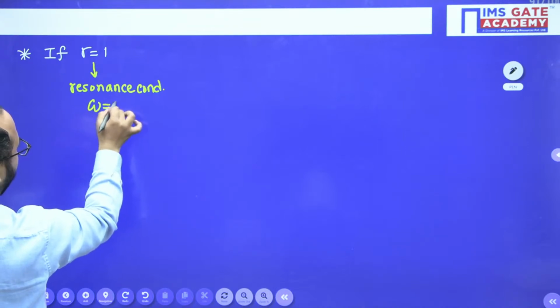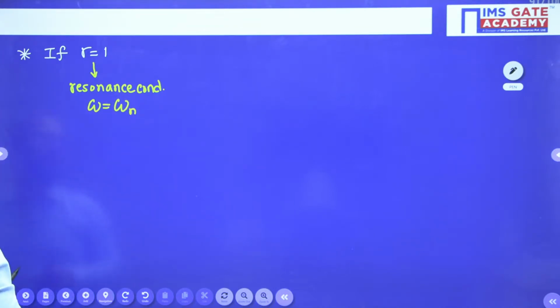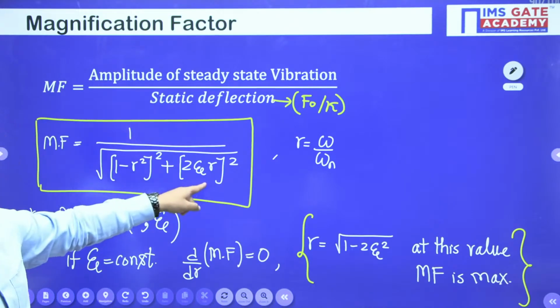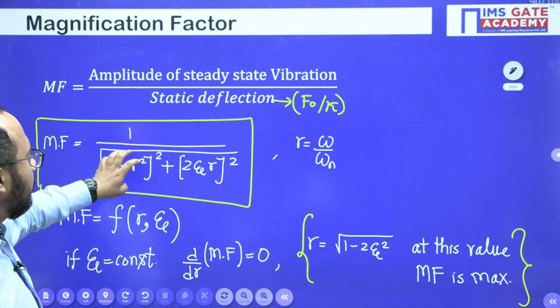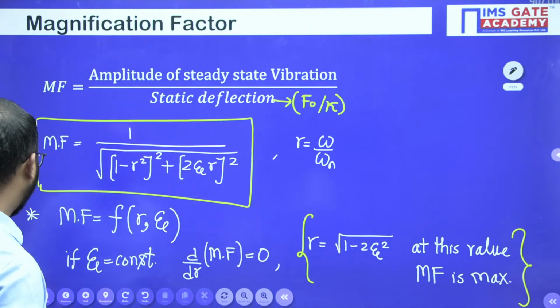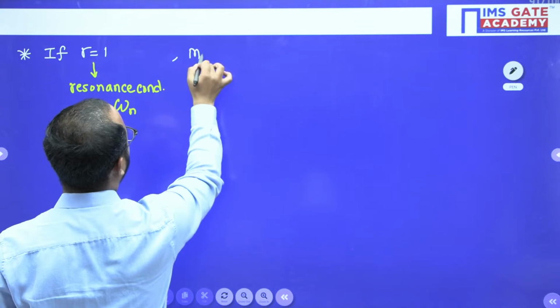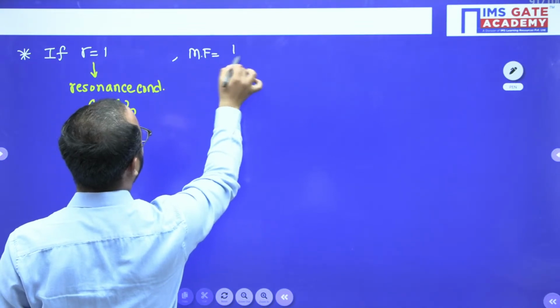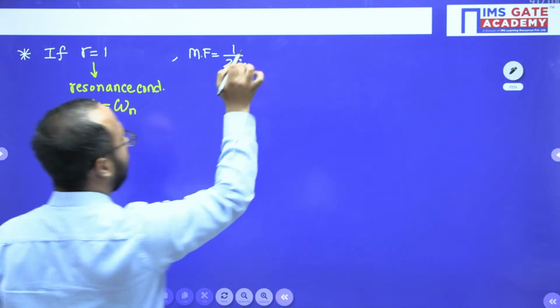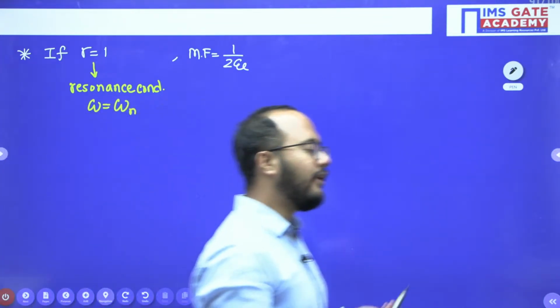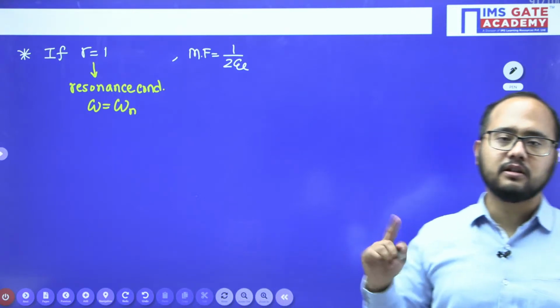Omega equals omega n, like this. What will happen to the magnification factor? If you put R value as 1, this term will become 0, and only this one will be there. So you will write the magnification factor as 1 by 2 psi. So remember this point, the magnification factor will not be maximum at resonance condition.